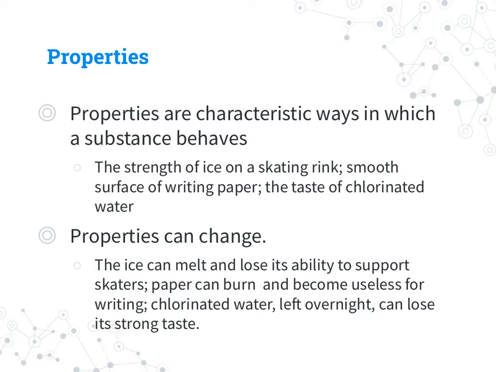Properties are characteristic ways in which a substance behaves. So we were looking at changes, applying some sort of change to something, but properties are as is. So the strength of ice on a skating rink is a property of the ice, the smooth surface of writing paper, the taste of something. Properties can change though. The ice can melt and lose its ability to support skaters. The paper can burn and become useless for writing. Chlorinated water left overnight can lose its strong taste. So properties can shift.